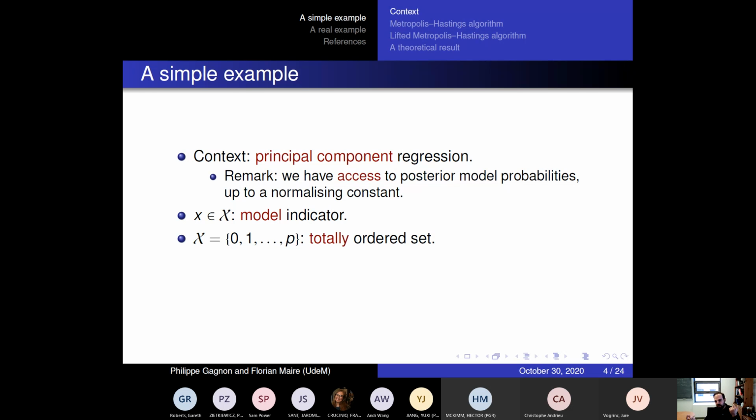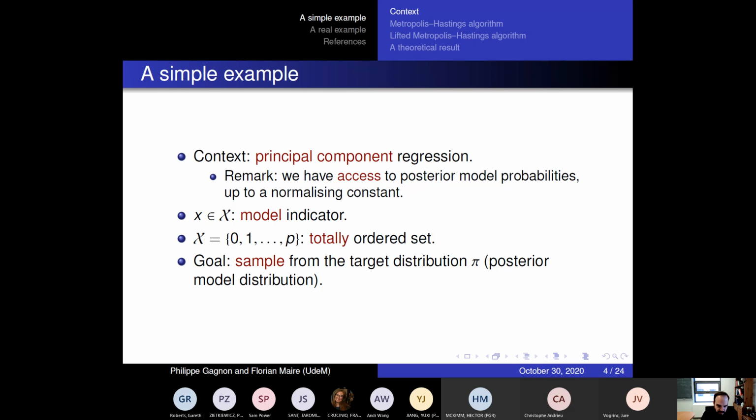This set is totally ordered because you can take two models, model 1 and model 2, and you know exactly that they are comparable. 1 is smaller than 2 in the sense that model 2 has 2 principal components and model 1 has 1 principal component, and you are able to compare every pair of models like this. So this is what we mean by totally ordered.